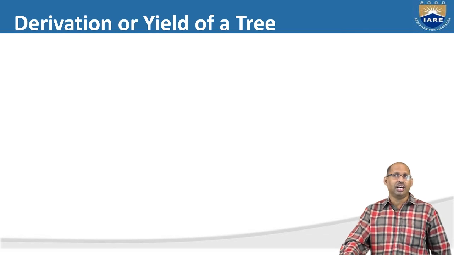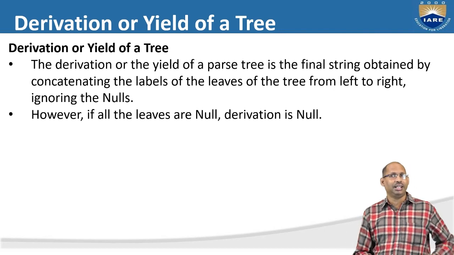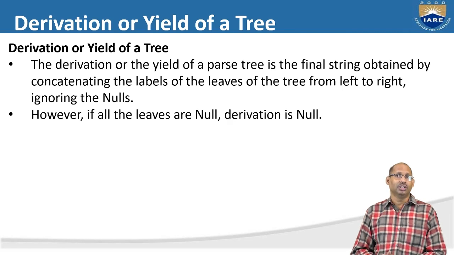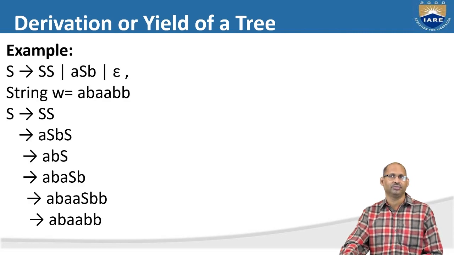The derivation or yield of the tree. The yield of a parse tree is the final string obtained by concatenating the labels of the leaves of the tree from left to right, ignoring the nulls. However, if all the leaves are null, the derivation is null. So, the yield of a tree is nothing but a grouping of all the leaves from left to right.